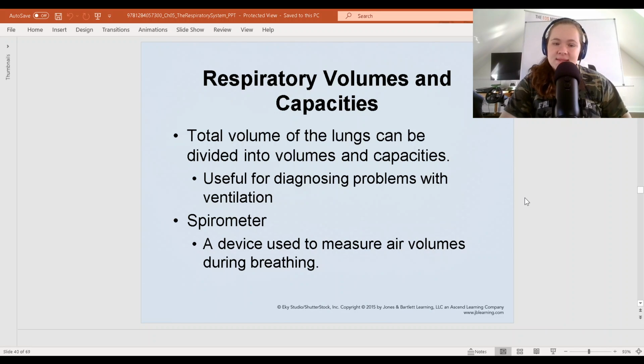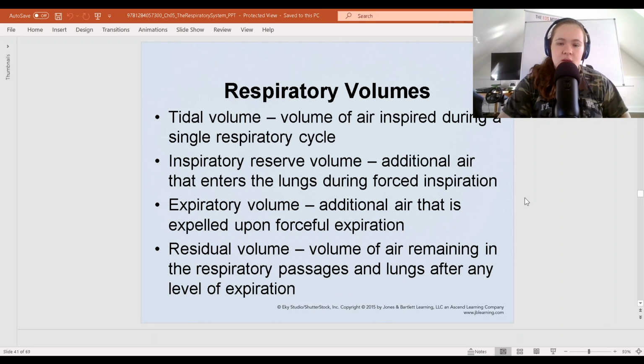Respiratory volumes and capacities. Total volume of the lungs can be divided into volumes and capacities. This is useful for diagnosing problems with ventilation. A spirometer is a device used to measure air volumes during breathing. In respiratory volumes, we've got tidal volume, the volume of air inspired during a single respiratory cycle. Inspiratory reserve volume, which is additional air that enters the lung during a forced inspiration. Expiratory reserve volume, which is additional air that is expelled upon forceful expiration. Residual volume, which is the volume of air remaining in the respiratory passages and lungs after any level of expiration.